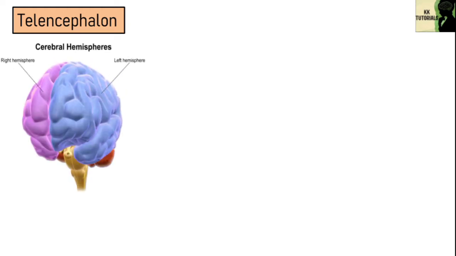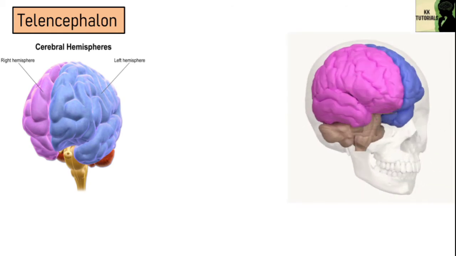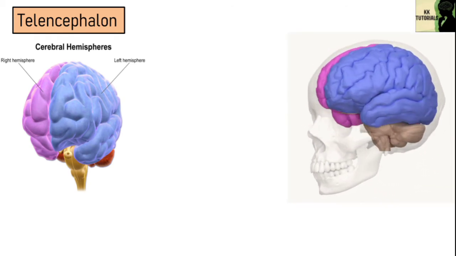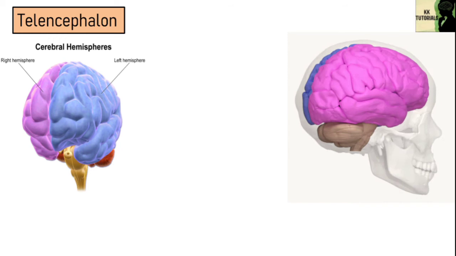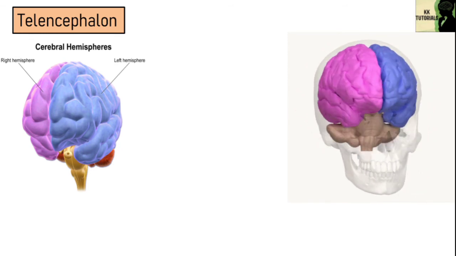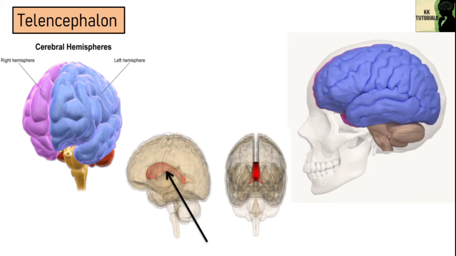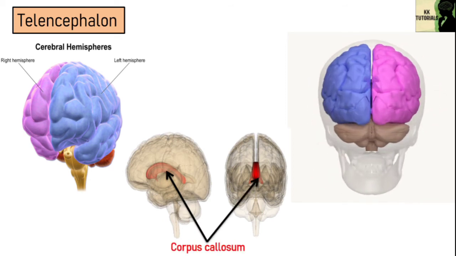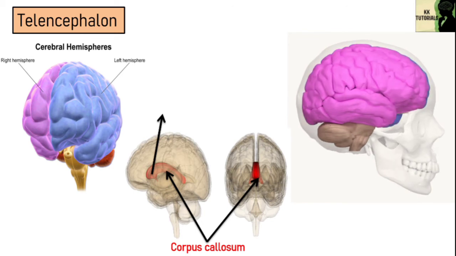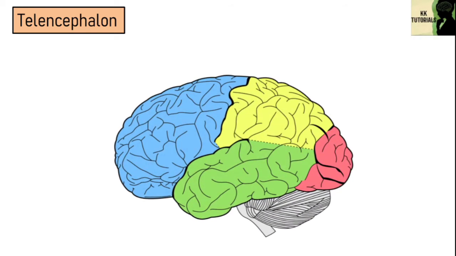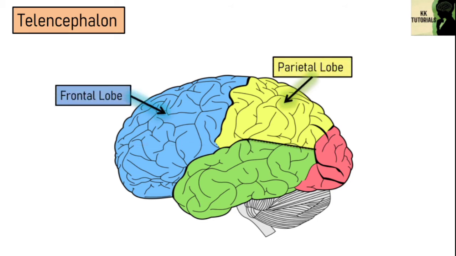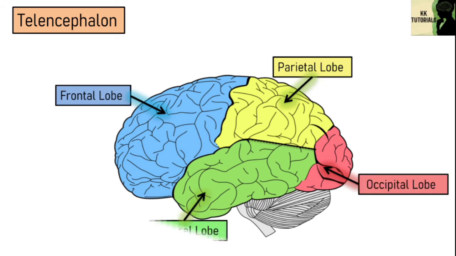Cerebrum consists of two cerebral hemispheres, right cerebral hemisphere and left cerebral hemisphere. These two hemispheres are separated by a long, deep fissure. Two cerebral hemispheres are internally connected by thick band of nerve fibers called corpus callosum. Corpus callosum has anterior fold called genu and posterior fold called splenium. Each cerebral hemisphere is further divided into four lobes. They are frontal lobe, parietal lobe, occipital lobe, and temporal lobe.